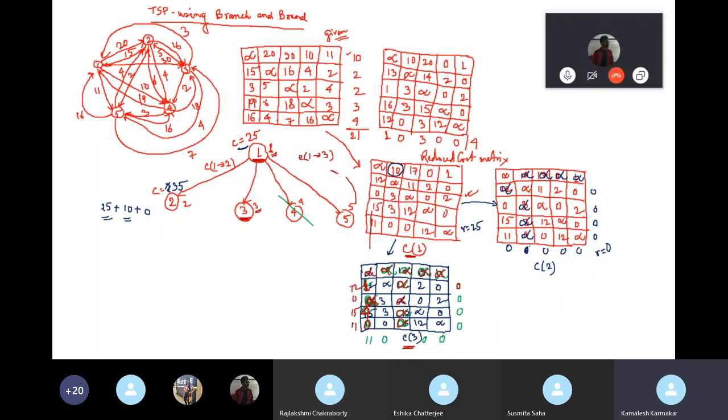Now we are updating this. What is the minimum value of this row? 0. Minimum value of this row is 0 again. Minimum value of this row is 0. Minimum value of the last row is again 0. Now there is no reduction according to the rows. Now we have to update.